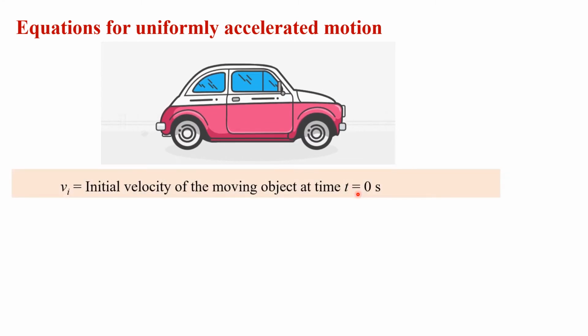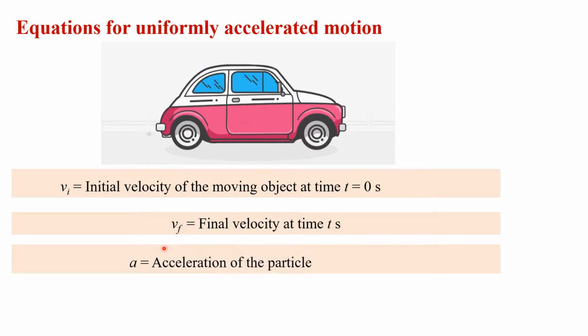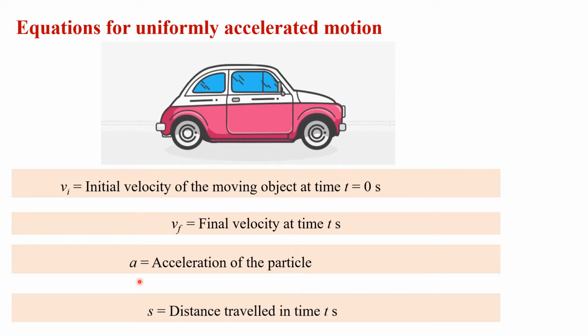For representing the initial velocity of the moving object, we denote it with vi at time t equals 0 seconds. So the initial velocity of the object is represented by vi, and the final velocity of the object at time t seconds is represented by vf. Acceleration of the particle or object is represented by a, and the distance or displacement traveled in time t seconds is represented by s.